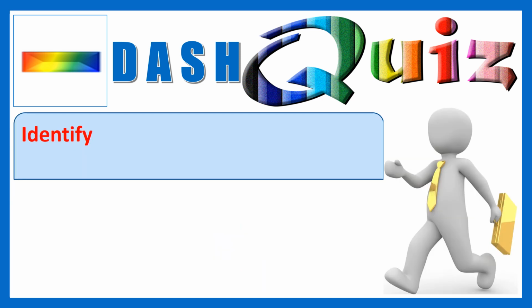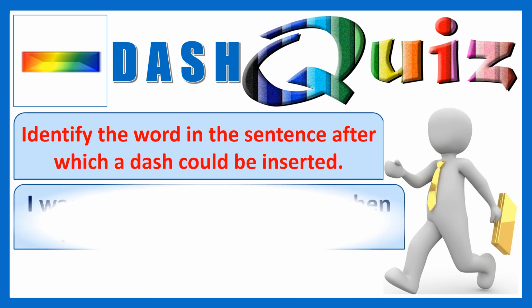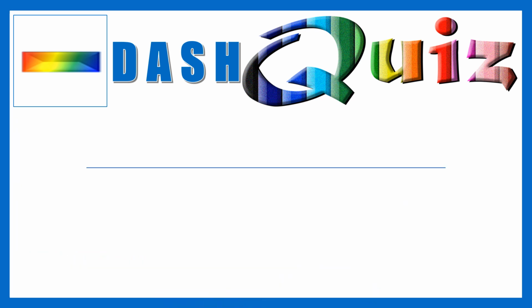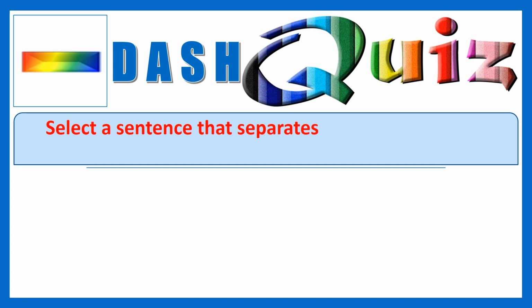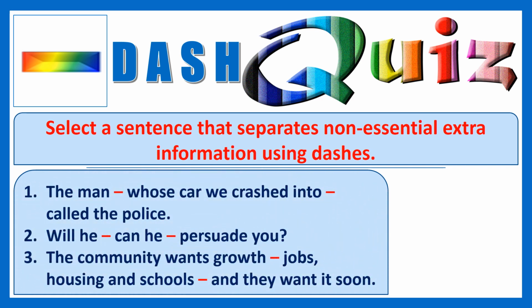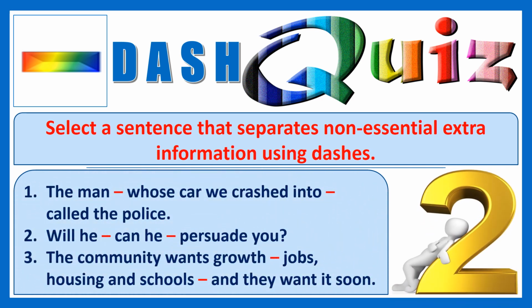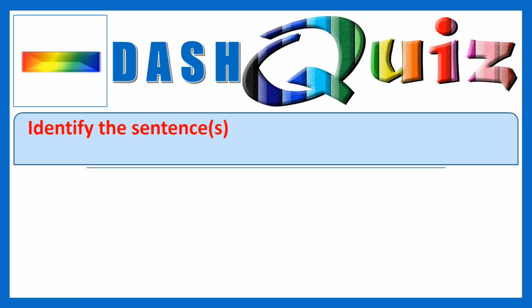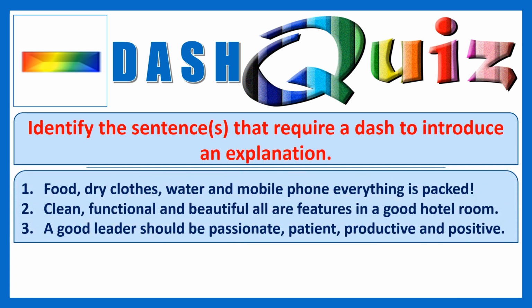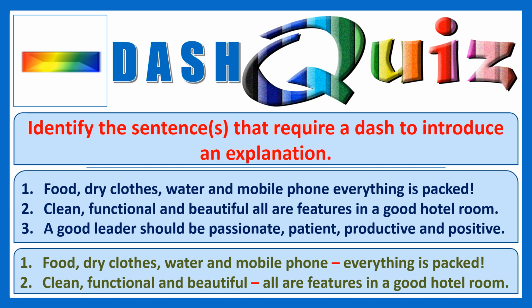Identify the word in the sentence after which a dash could be inserted. Look at the sentence. And the right answer is after when. Select a sentence that separates non-essential extra information using dashes. Look at the sentences. And the right answer is option 2. Identify the sentences that require a dash to introduce an explanation. Look at the sentences. The right answer is sentences 1 and 2.